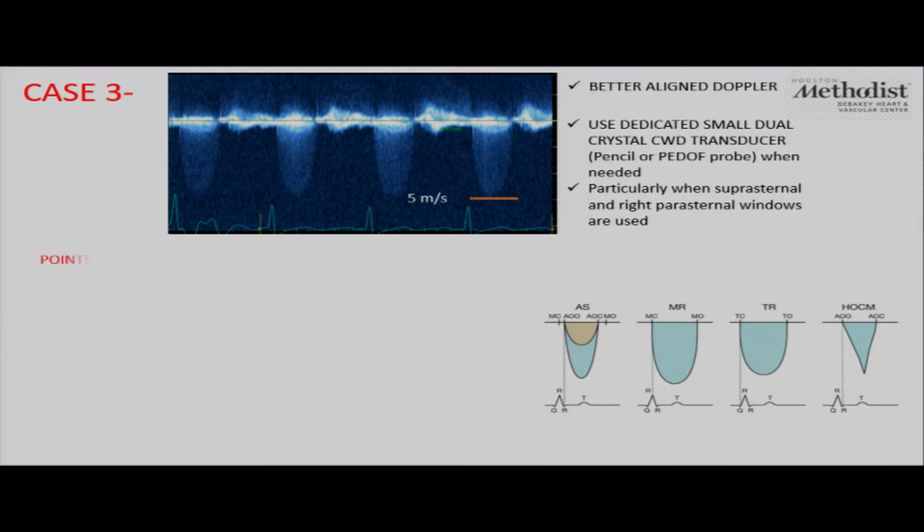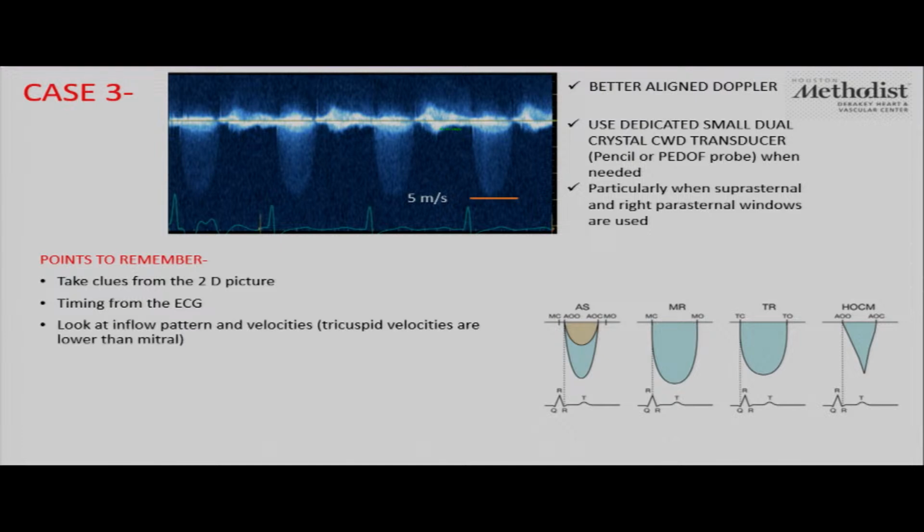And one quick point here, especially for our fellows who are taking the boards: remember they can actually give you blind Doppler data in the boards and ask you to find out what's the pathology, right? So if they do give you a 2D picture on the top, take clues from that so you know where the sample volume is. Timing from the EKG, right? Always important to know if it's a systolic event or a diastolic event. Look at the inflow pattern and velocities on top of the curve, right?